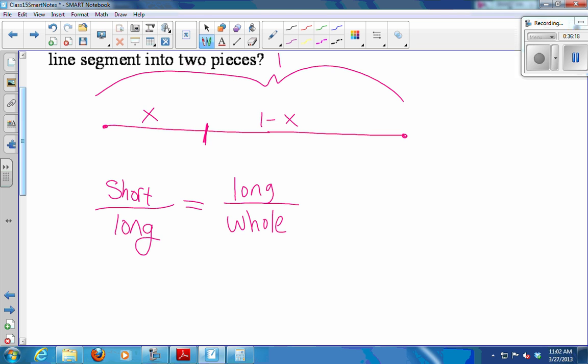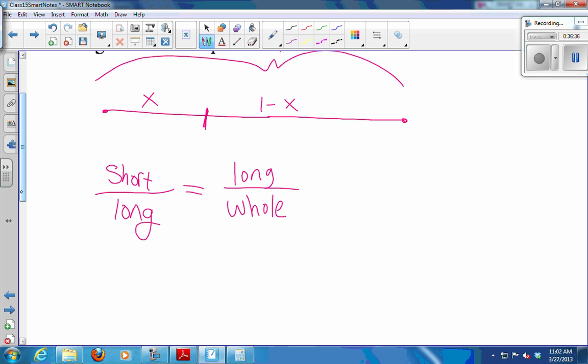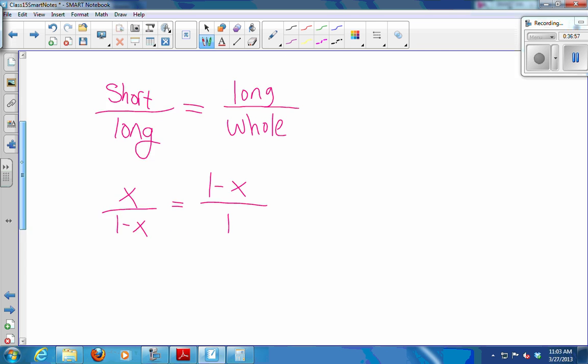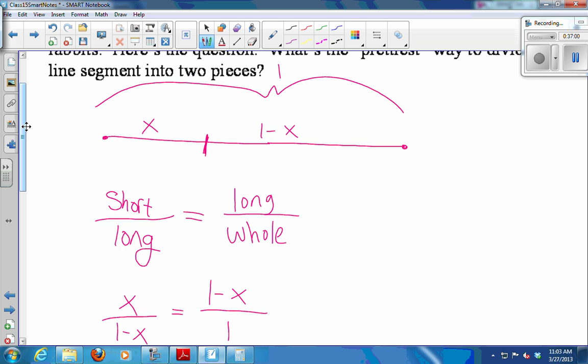And they said, you know what would be nice is if I cut this so that the long piece divided by the short piece, or vice versa, the short piece divided by the long piece, should be the same as the long piece divided by the whole line. And if I put in my variables the way I set this up, this is going to say x to 1 minus x, short piece to the long piece, should equal the long piece, which is 1 minus x, to the whole line, which is 1. So now I have a proportion to solve. And once I solve it, I'll get a value for x, which will tell me exactly where to place this cut.